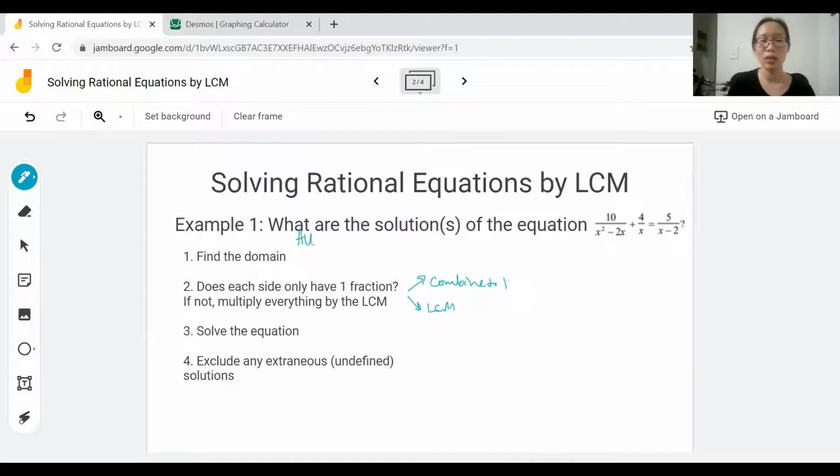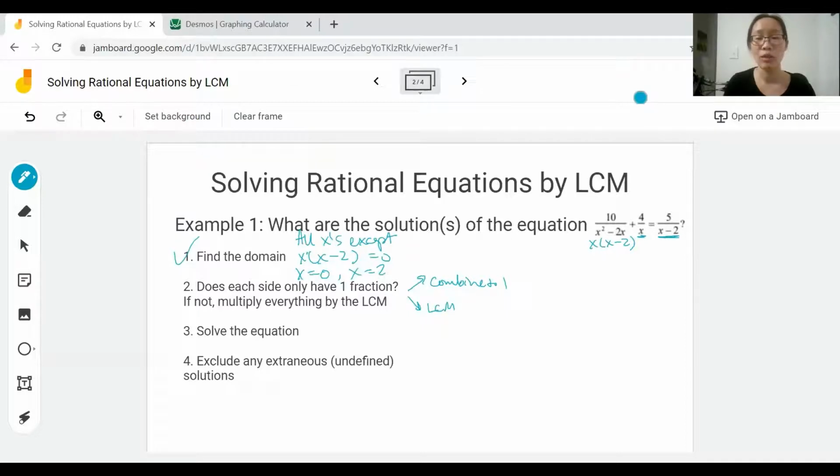So my domain is all x's except what makes my denominator 0. So my denominator, I'm going to factor this actually. This is going to be x times x minus 2. Set that equal to 0. That means x equals 0 and x equals 2 are the things I cannot use. And it just so happens that x and x minus 2 are my other denominators, so I'm done with the first step.